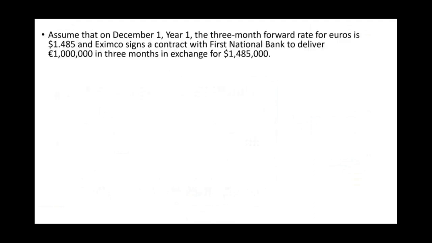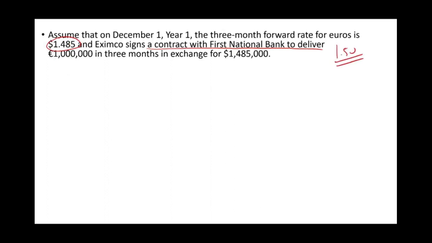Now, assume on December 1st, when we make that sale, a three-month forward contract for euros is at 1.485, and the company signs a contract with First National Bank to deliver 1 million euros in 3 months in exchange for $1,485,000. What Axiom Co. wanted to do was say, we're not going to wait until March 1st and be surprised with any nasty surprises. We're going to buy a forward contract to sell the 1 million euros at $1.485. So the bank says, I will buy your euro at $1.485, although the euro today is $1.50.